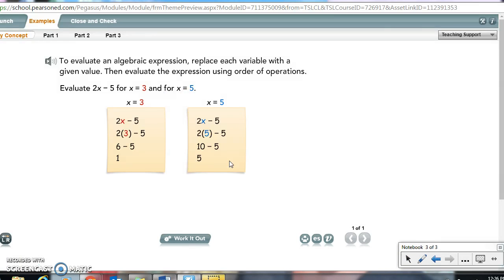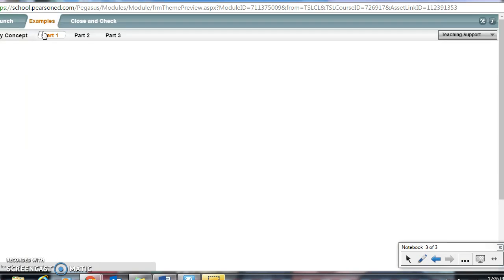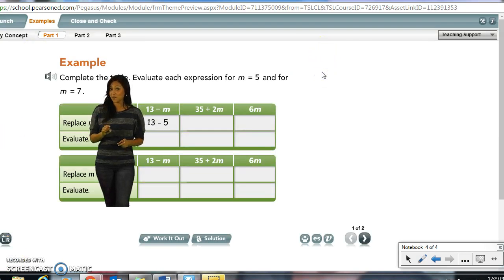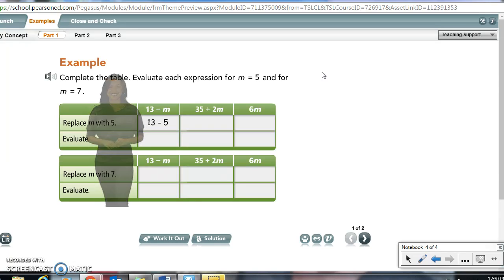All right, let's go on to part 1. Look at the expression 6m. M can be any value. So the expression can have many different values depending on what numbers are used as replacement values. Now, this can be very useful if I don't know how much of something I will need.